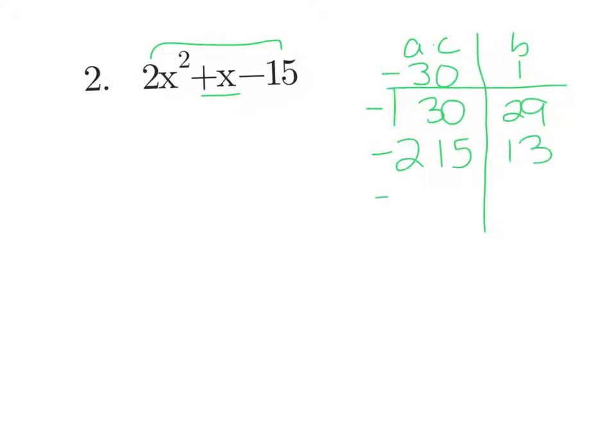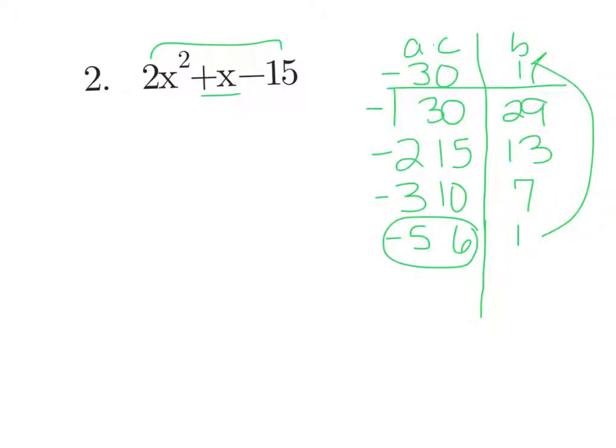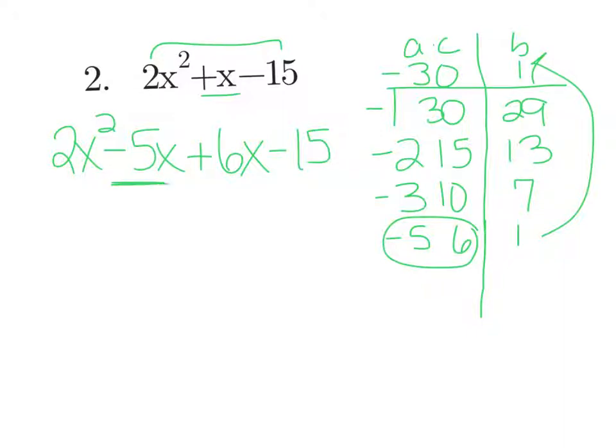3 will go in. Negative 3 and 10 is 7. 4 won't go in it, 5 will. Negative 5 and 6 is 1, and that's what I wanted. So these are going to be my two replacement factors. So I have 2x squared. Now instead of x, I'm going to put negative 5x plus 6x minus 15. Another thing, just to help, I recommend if you have a positive and a negative to always do your negative first. Then you don't have to factor out a negative.